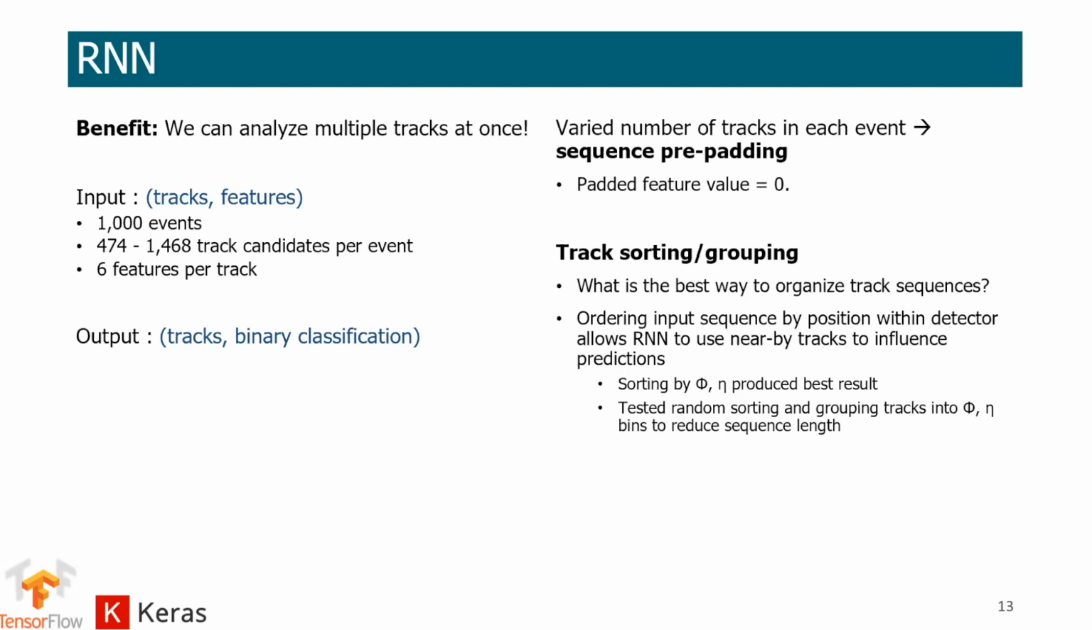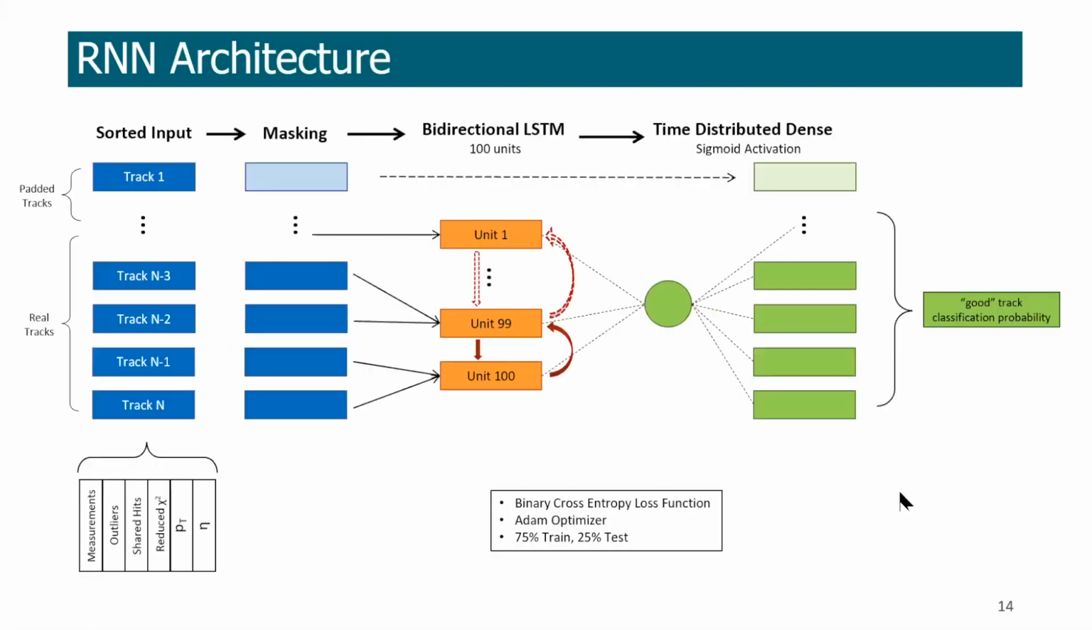But before creating and training this architecture, I considered different ways to organize track sequences. And I focused on ordering the input sequence by position within the detector using phi and eta so that the RNN could use nearby tracks to influence predictions. And I'll show 2 different methods I tried in a couple of slides.